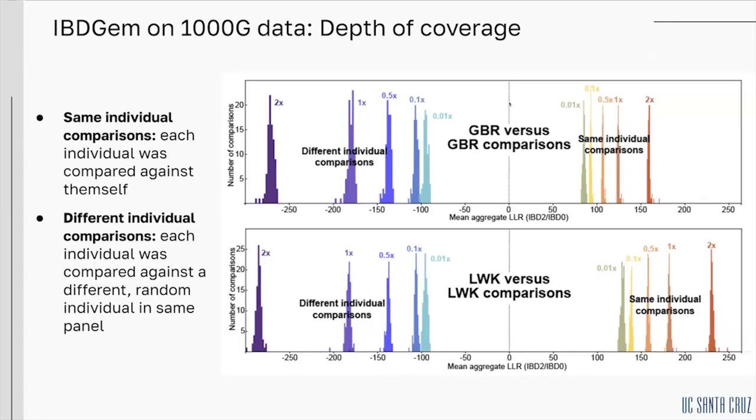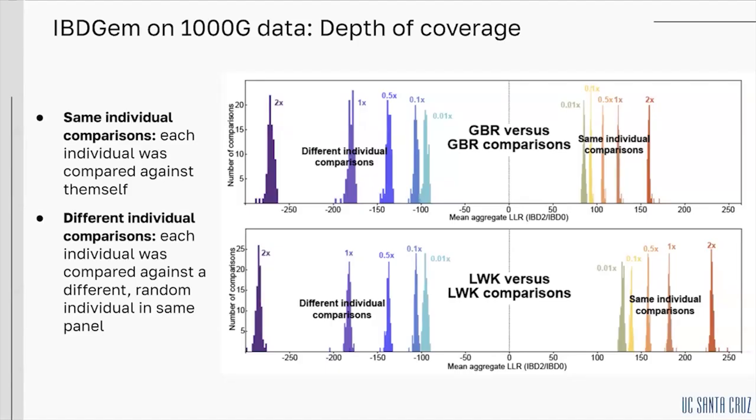Next, I want to evaluate the method's performance. So I use DNA sequence and genotype data from the GBR and the LWK panels in the 1000 Genomes dataset. This is a publicly available dataset that contains genetic data for more than 3,000 individuals from various populations around the world. GBR is the population group of European ancestry, and LWK is of African ancestry. Here, same individual comparisons represent positive controls in which all regions across the genome are expected to be IBD2, and different individual comparisons represent negative controls in which all regions should be IBD0.